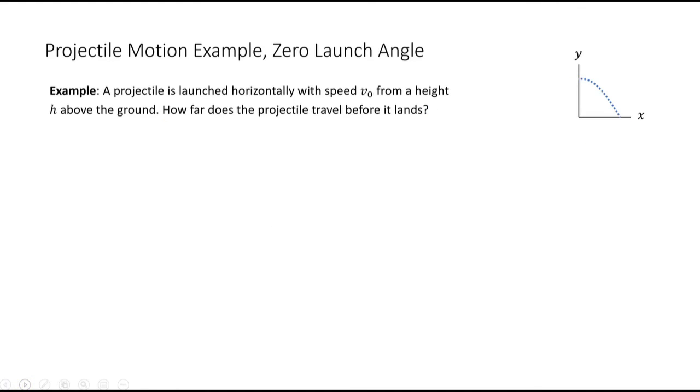Another thing you might be asked for is something called the range. So let's take a look at a sample problem statement that's asking for the range of the projectile. So again, we have our projectile launched horizontally with speed v naught from height h, and now we want to know how far does the projectile travel before it lands. Alternatively, you might just be asked for the range of the projectile. So when I say range, it just means how far does it travel before it lands.